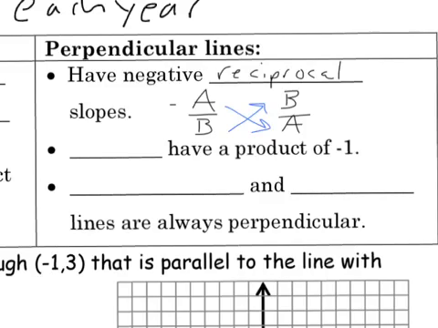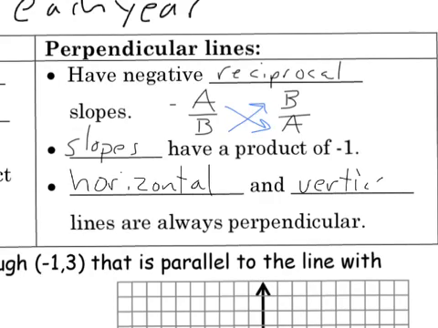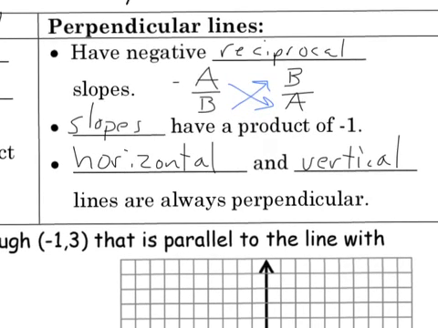Also, if we multiply the slopes of two perpendicular lines together, they'll have a product of -1. You can see that right here. If we multiply these two fractions together, the b's would cancel out, the a's would cancel out. All I'd have left is a -1. And lastly, horizontal and vertical lines are always perpendicular. So if we ever get one line that's vertical, its perpendicular line is horizontal.